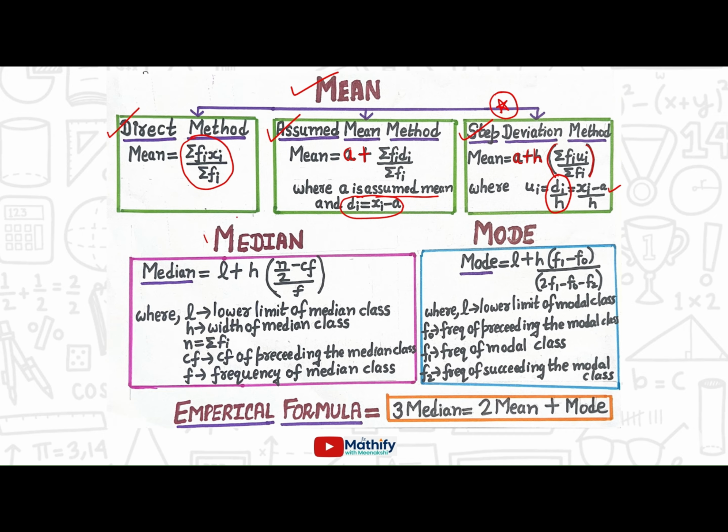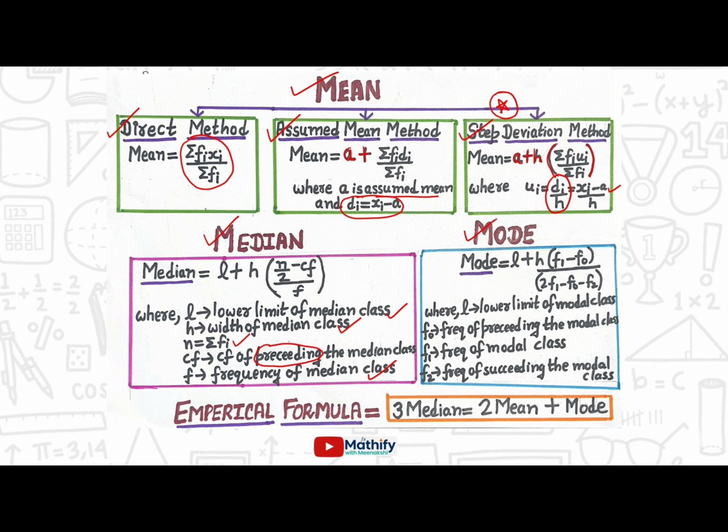Let's move to next topic, that's median. How we can find median? The formula for median is L plus h into n by 2 minus cf by f, where L is the lower limit of median class, h is the width of median class, n is summation of fi, and cf is the cumulative frequency preceding the median class, and f is frequency of median class.